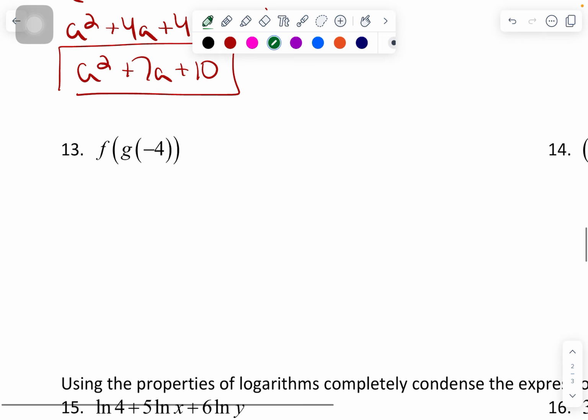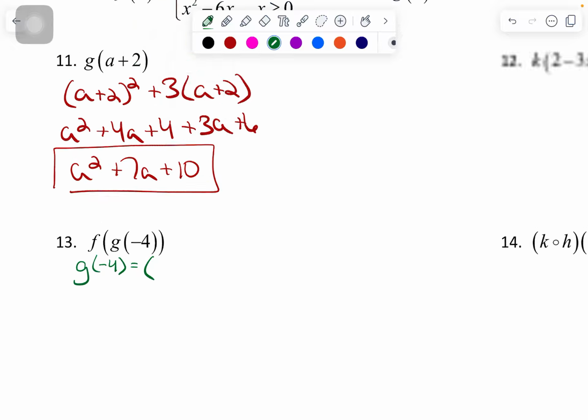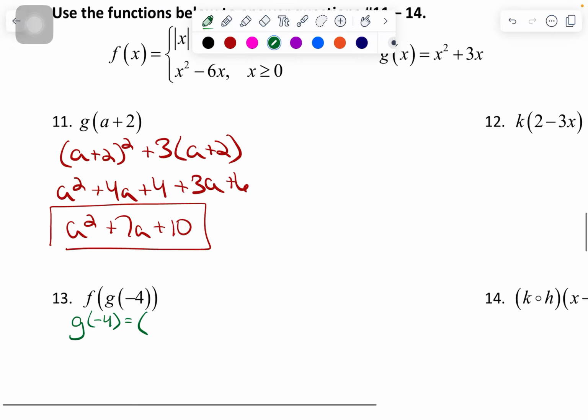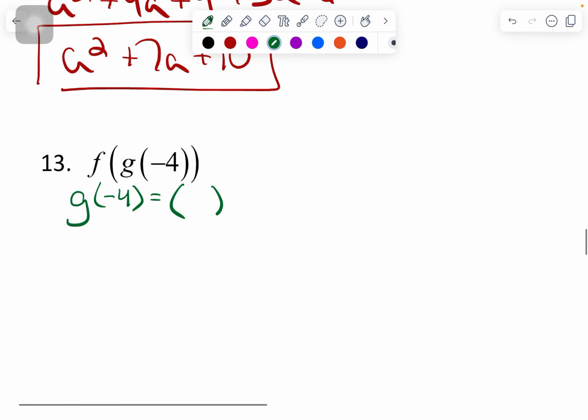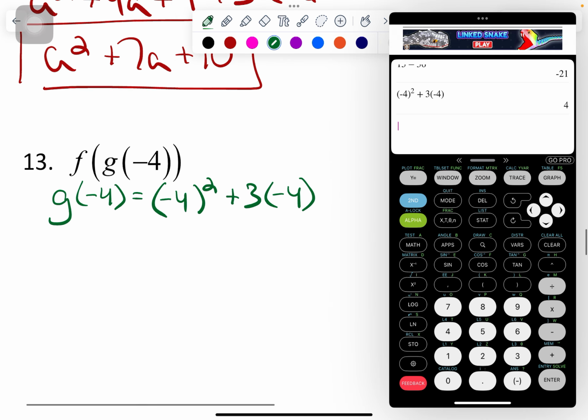All right, so we've got f of g of negative 4. The first thing we're going to do is g of negative 4. And that is, let me go find my g function here, x squared plus 3x. So x squared plus 3x, replace with negative 4 and negative 4. So make the calculator do the work. Negative 4 squared plus 3 times negative 4 is 4.